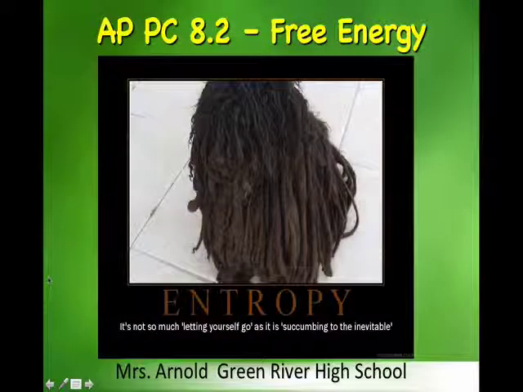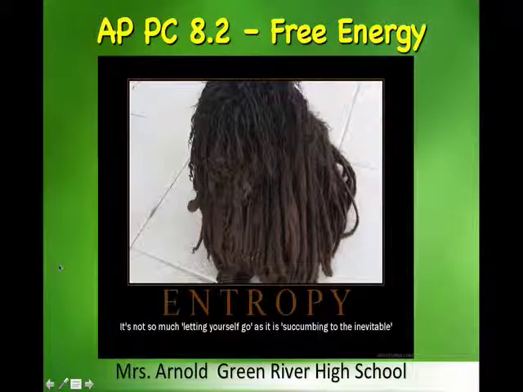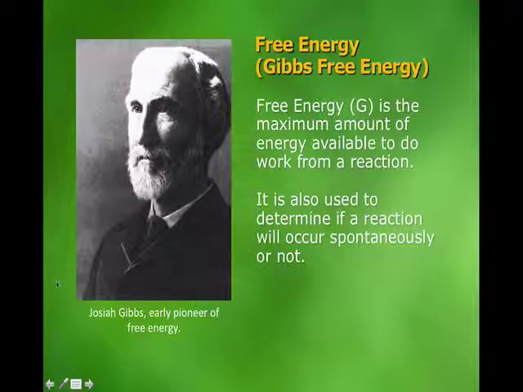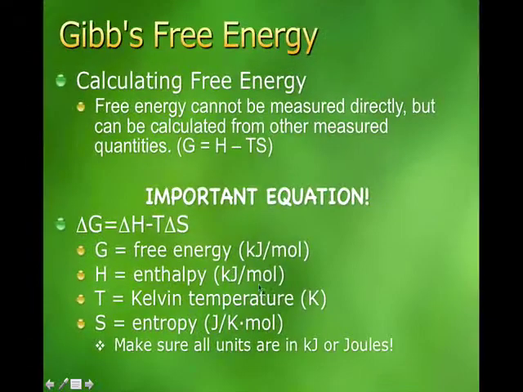All right, this is AP Podcast 8.2, and today we're going to add on to this idea of entropy, and we're going to talk about free energy. Free energy kind of originated from Josiah Gibbs. He was an early pioneer of free energy, especially in the area of chemistry. Free energy is abbreviated with this letter G, and it's the maximum amount of energy available to do work from a reaction. So, what can we do to get work done by the energy that's given out from a reaction? It's also used to determine if a reaction will occur spontaneously or not. And we'll talk about what those signs mean in just a second.